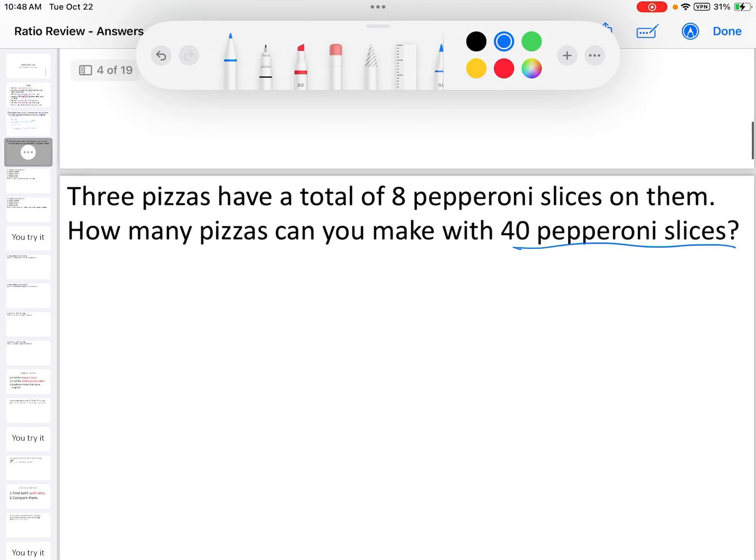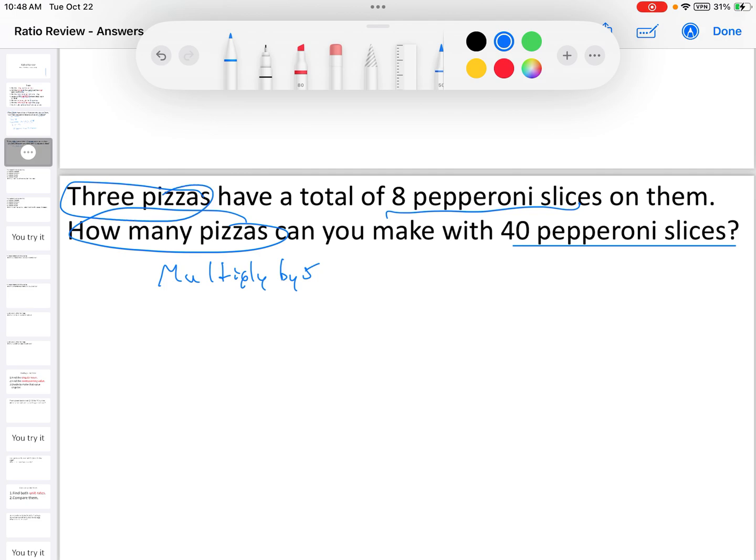Okay. This is 40 pepperoni slices. This is 8 pepperoni slices. How do you go from 8 to 40? You multiply by 5. Our scale factor is multiplied by 5. Then, what does it ask? It asks how many pizzas. This says 3 pizzas, so we're 3 times 5. 3 times 5 is 15, and our answer is 15 pizzas for 40 pepperoni slices.